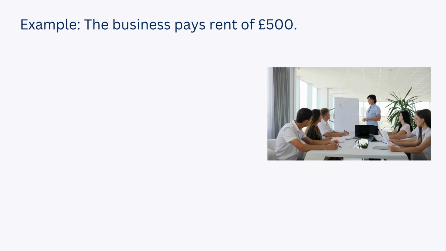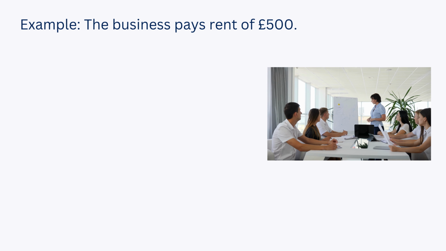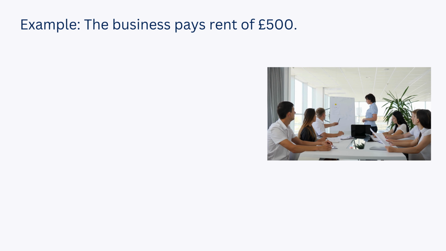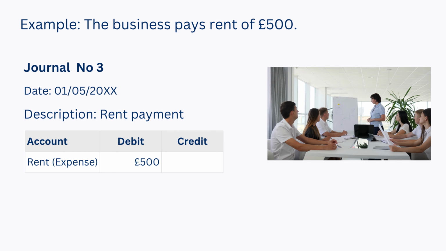Now let's look at an expense. The business pays rent of £500. Rent is an expense and it is increasing, so we debit rent. Bank is decreasing, so we credit bank. So the entry is debit rent 500 and credit bank 500.